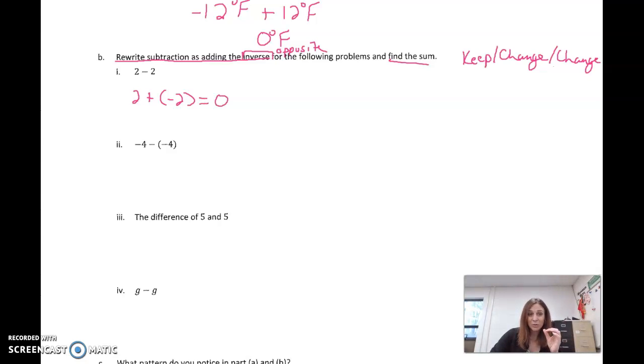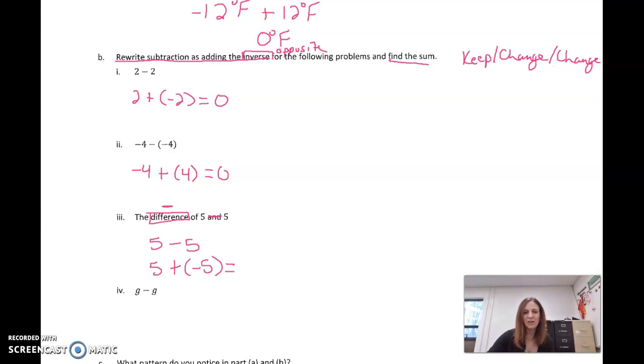Right here, subtracting is the same thing as adding the opposite. Keep the negative 4, change the minus to a plus, change negative 4 to its opposite, a positive 4. Opposites add to 0. Difference, when we see the word difference, that means subtraction, okay? And wherever you see the word and, that's where we're going to be putting the subtraction sign or the addition sign, okay? And we'll get to that in a little bit. So we're taking the difference of 5 and 5. Keep, change, change. 5 plus a negative 5 is 0. Well, that makes sense, right? 5 minus 5 is 0, okay?